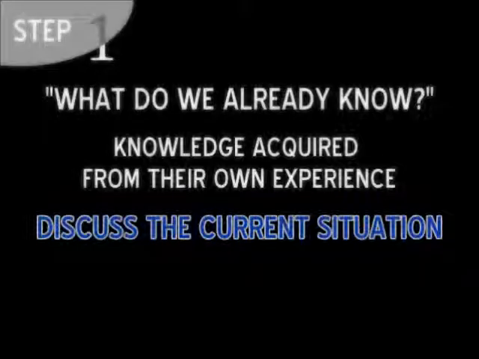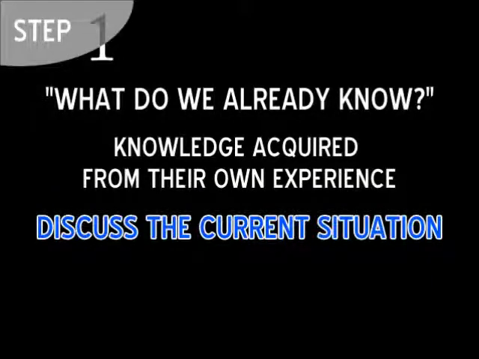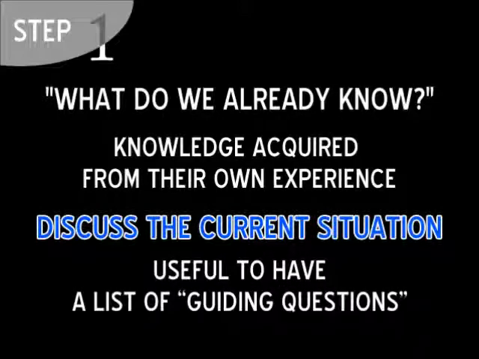1. In the first step, the groups gather information and list it under the heading, "What do we already know?" In this phase, the students approach the problem according to the knowledge they already have acquired from their own experience. The group will then discuss the current situation surrounding the problem as it has been presented. This analysis requires discussion and agreement on the working definitions of the problem. It could be useful to have a list of guiding questions elaborated during the realization of the scenario.